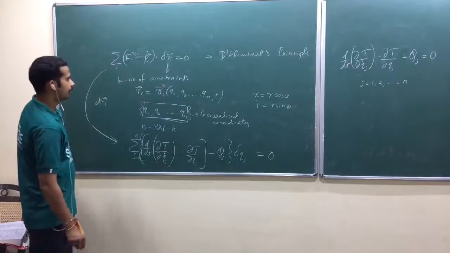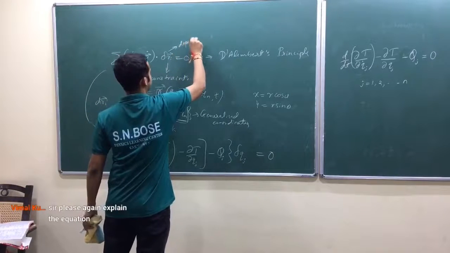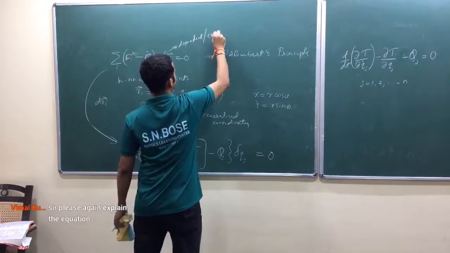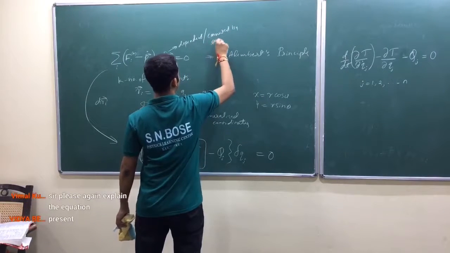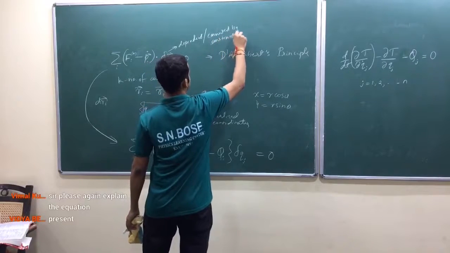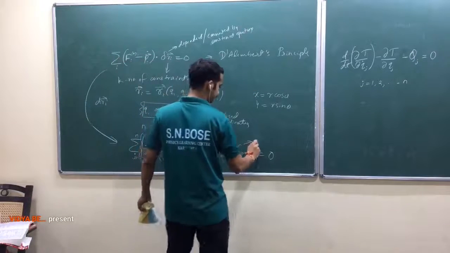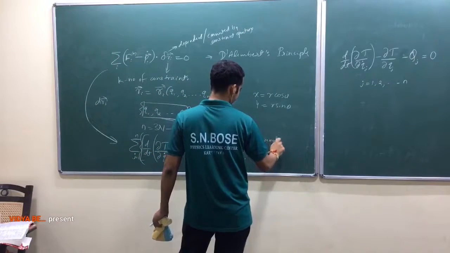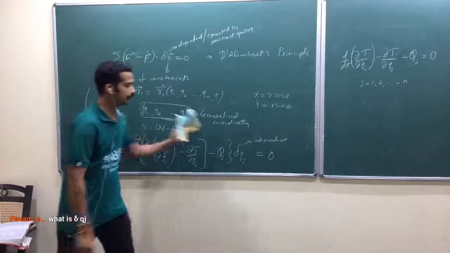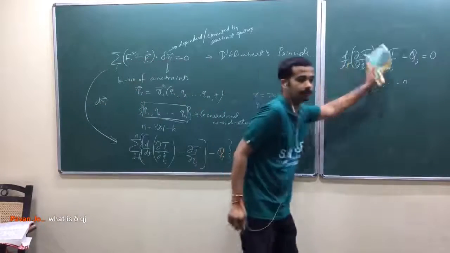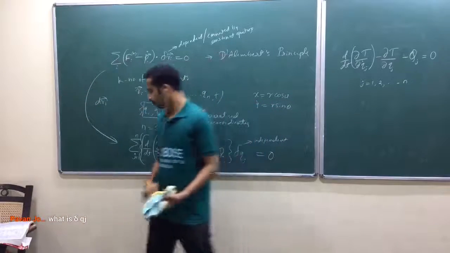Our aim is, now look here, these are dependent or connected by constraint equations. So now these are independent. So that was our aim, so that we can put this part equal to 0. That becomes the equation of motion in generalized coordinates.